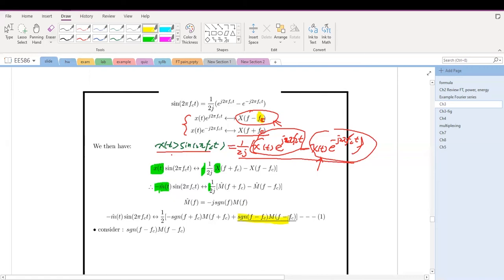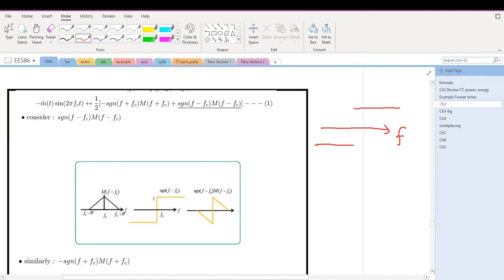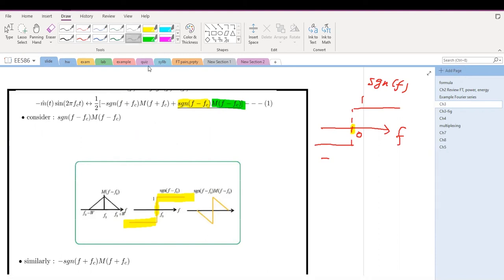Now let's look at this term. This is a positive frequency here. Sine f has this shape. This is 0, that's 1, that's minus 1, right? So this is sine f. So sine f shifts to fc. Everything shifts to fc. I plot it here. And this is 1, this is minus 1. The f minus fc term of M(f) shifts to fc. So here that's fc as well.